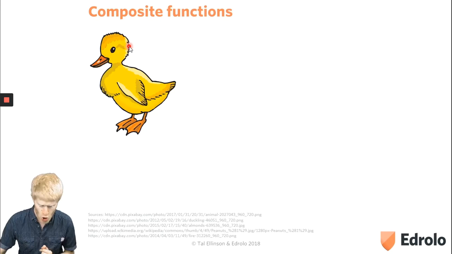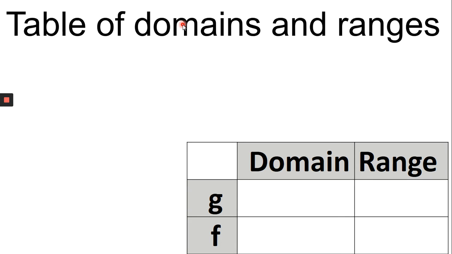So here are our two videos. I'm just going to click through those. Table of domain and ranges. This table is going to be your friend. You're going to have to draw one of these every time you get one of these composite function questions. If you ask a question, the first thing anyone's going to say is, have you drawn the table?